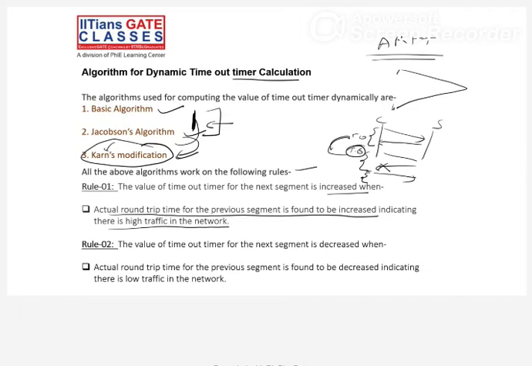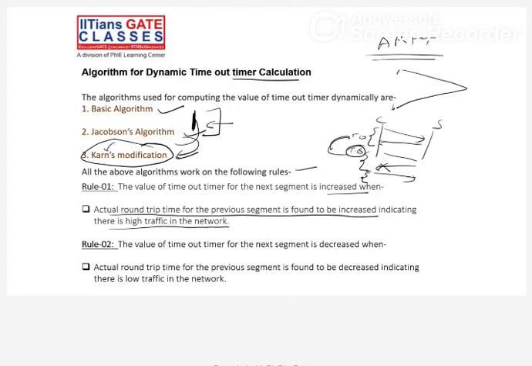TCP also has timer algorithms, right? In timer, we have three algorithms: basic, then one, another, and another. Three algorithms are there, we will see. What is the meaning of timer algorithm? You know the timeout thing. After timeout, we have to retransmit, right?